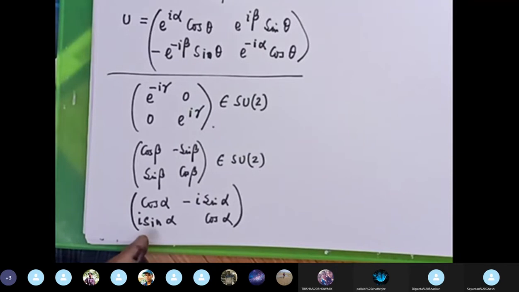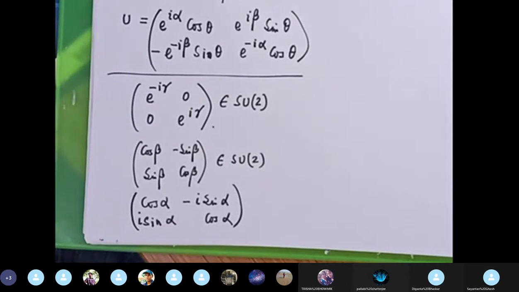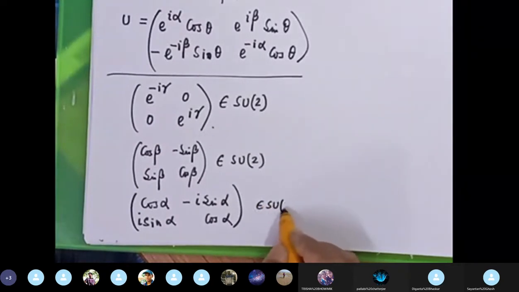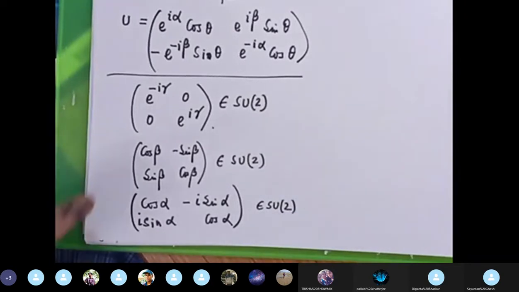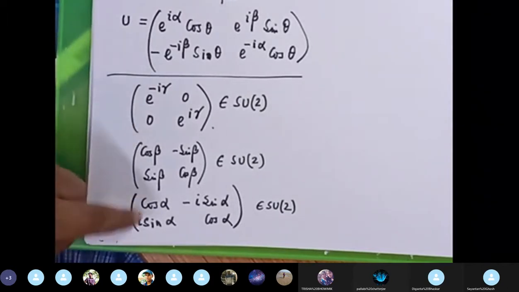Now check that this matrix has determinant plus 1. Yes, cos square. And this is also unitary. And this is linearly independent of these two. These three are linearly independent because you cannot write this as a sum of these two. If you could write it, only then would these coefficients have to be 0 always. That is the meaning of linear independence. So this is one way, out of an infinite number of ways, of writing this. Each is a one parameter way of writing.